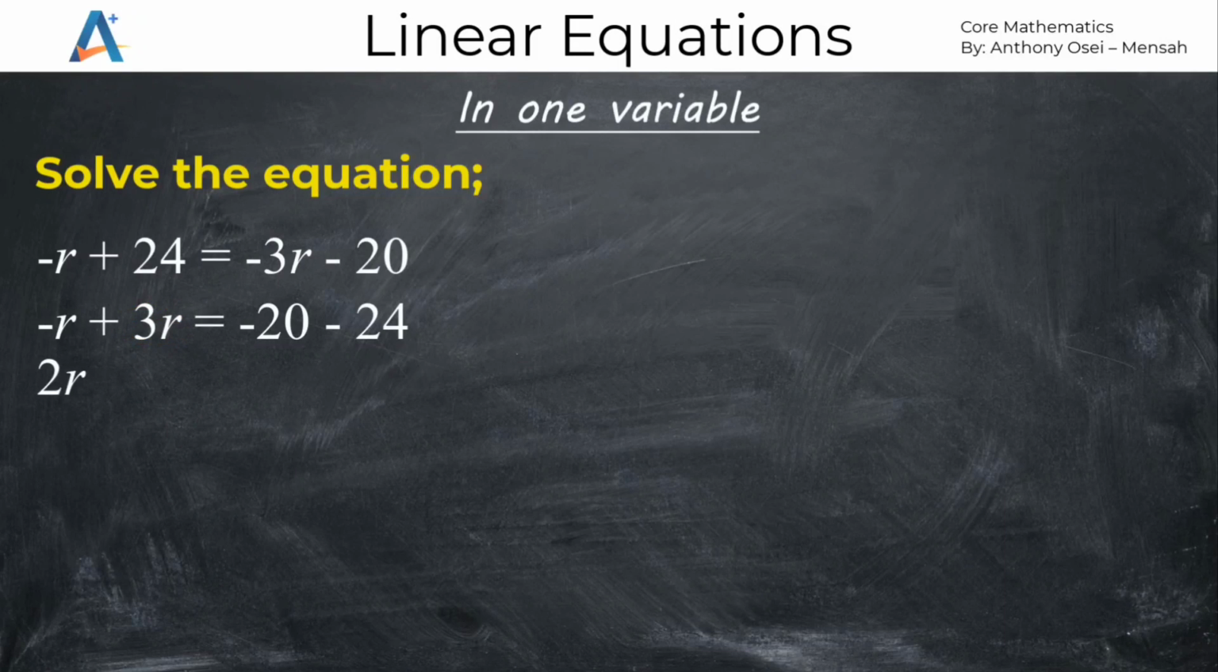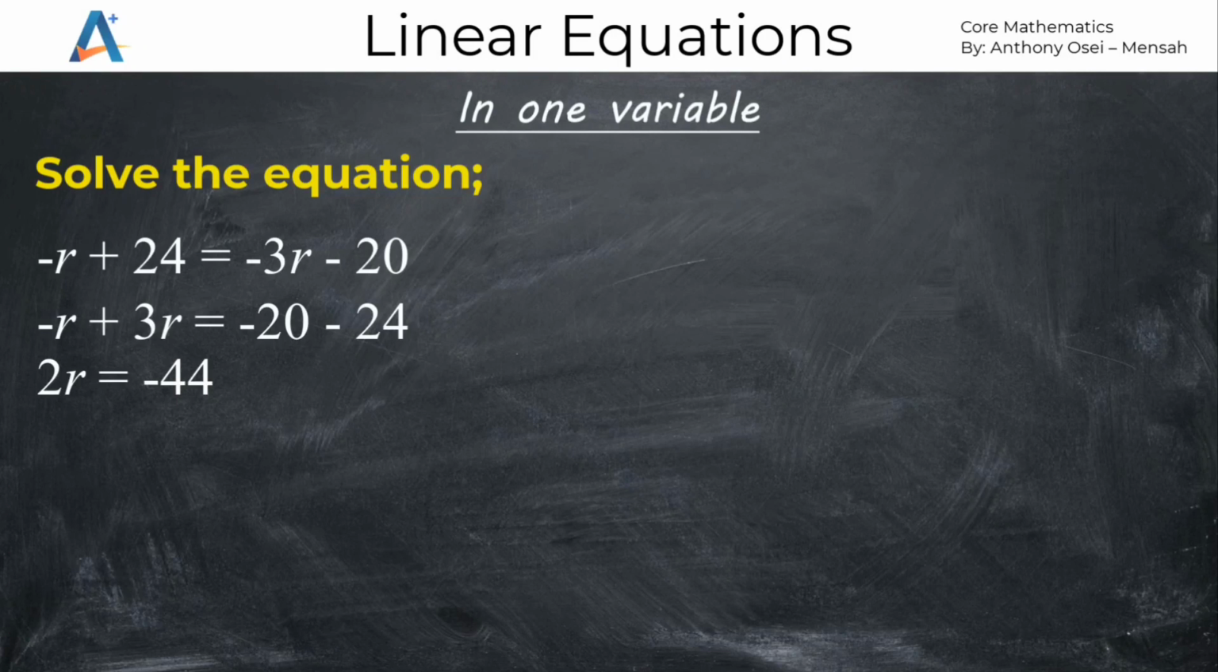Negative r plus 3r will give us positive 2r. That is to say, I have negative 1r, then I'm going to add positive 3r. The negative will be cancelled and I'll still be left with 2. So it will be equal to, now, negative 20 and another negative 24, which will give us negative 44. It will come together to still form a negative answer.